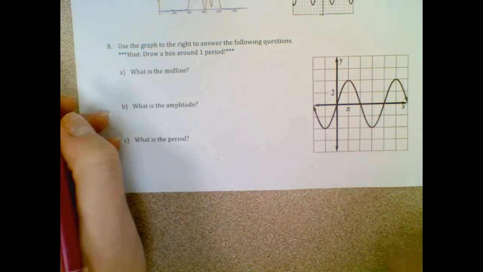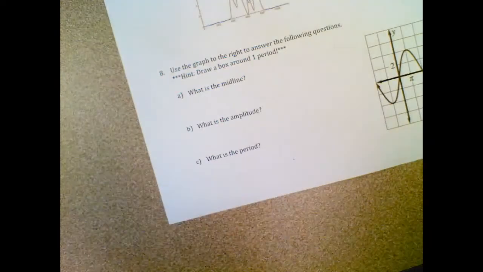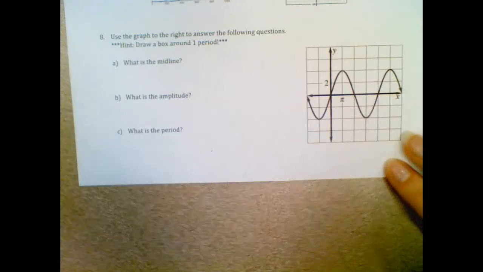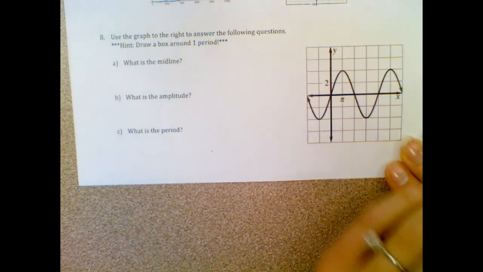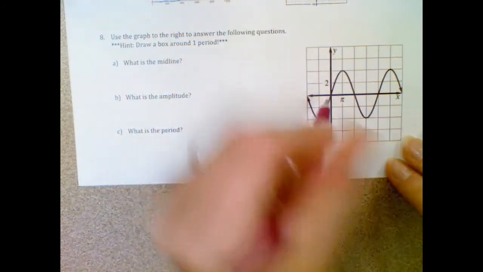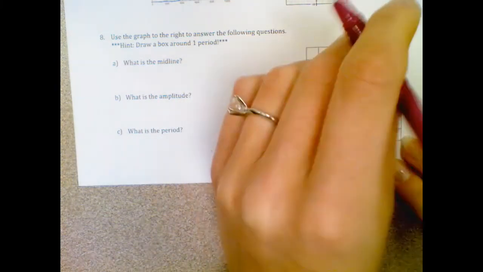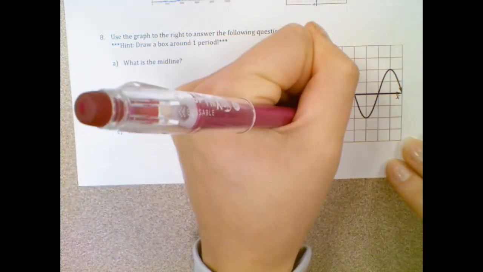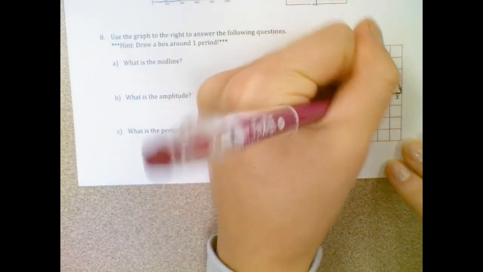All right, number 8, it says use the graph to the right to answer the following questions. You will have a question just like this on your test, okay? Alrighty, so it says hint, draw a box around one period. Okay, so this obviously is periodic because it repeats. I'm going to draw a box around, let's see, all the way to here, right?